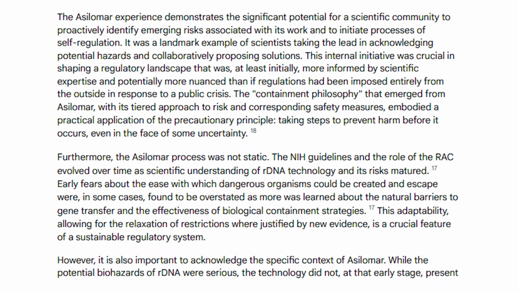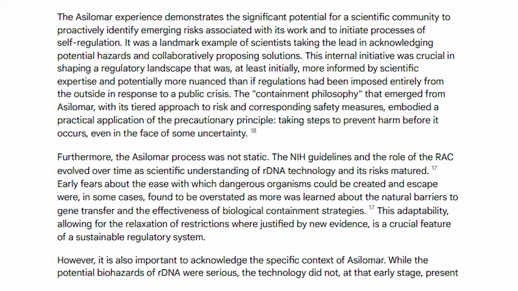Furthermore, the Asilomar process was not static. The NIH guidelines and the role of the RAC evolved over time as scientific understanding of rDNA technology and its risks matured. Early fears about the ease with which dangerous organisms could be created and escape were, in some cases, found to be overstated as more was learned about the natural barriers to gene transfer and the effectiveness of biological containment strategies. This adaptability, allowing for the relaxation of restrictions where justified by new evidence, is a crucial feature of a sustainable regulatory system.